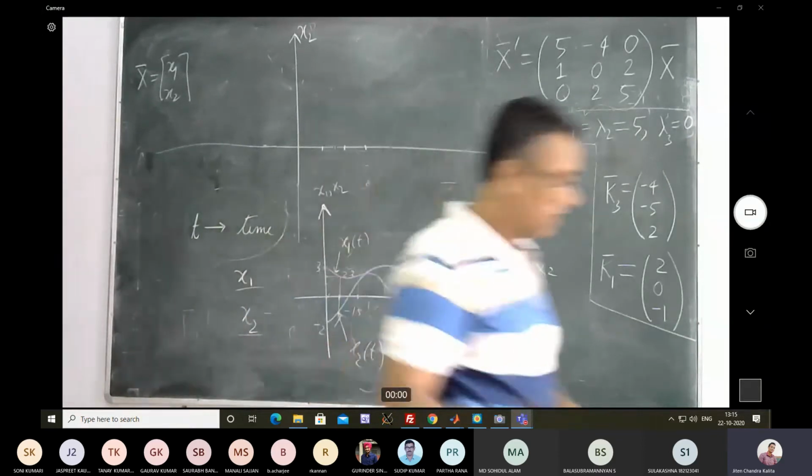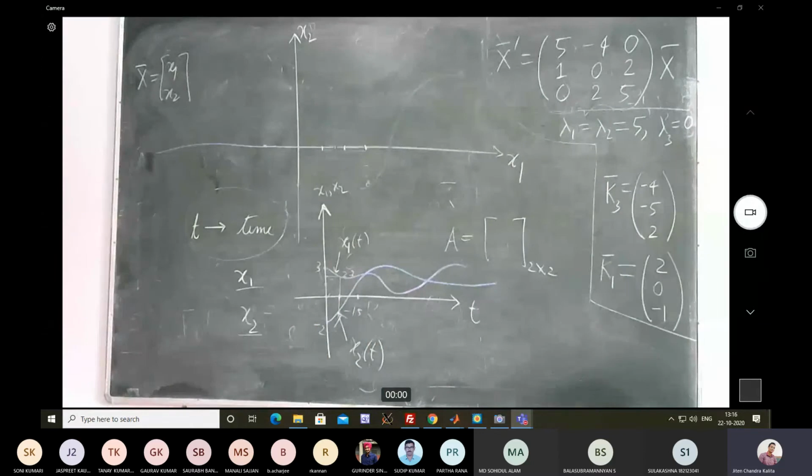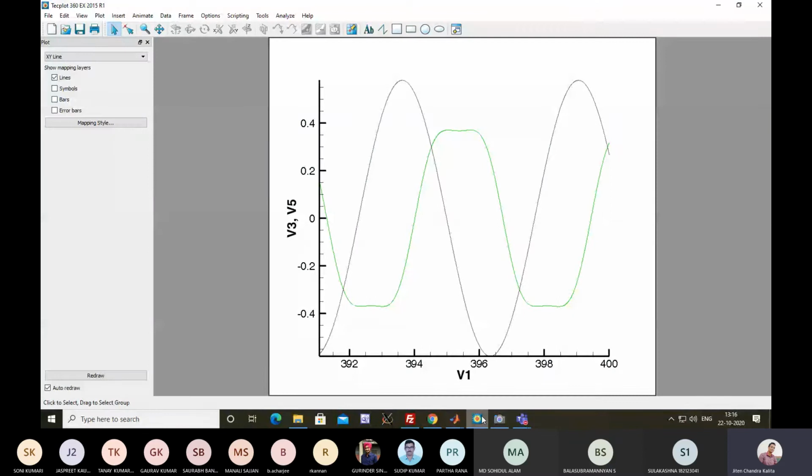In order to make it more clear, I'm going to show you two curves here. This is the time evolution of two variables. Assume the black one is with respect to the variable v3, and the green one is with respect to the variable v5, with respect to v1, and v1 is nothing but time. Is it okay with everybody? This graph is fine with you, right?